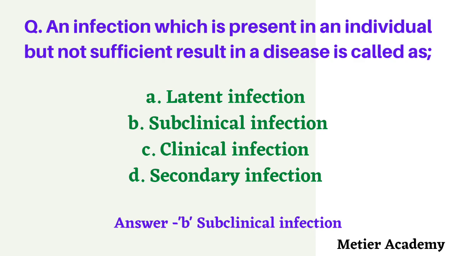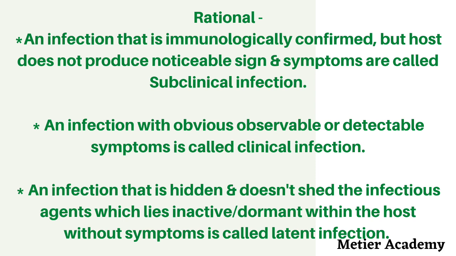So let's see the rationale. An infection that is immunologically confirmed but host is not producing noticeable signs and symptoms is called as subclinical infection. And the next one, an infection which is obviously observable and detectable symptoms is called as clinical infection. The last one is an infection that is hidden and does not shed the infectious agent which lies inactive or dormant, underline the word, which lies inactive within the host without symptom is called as latent infection.